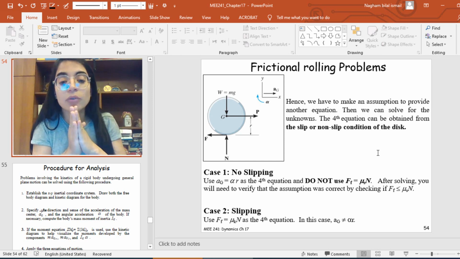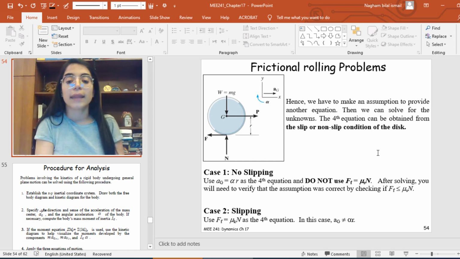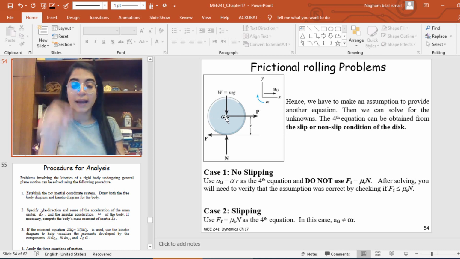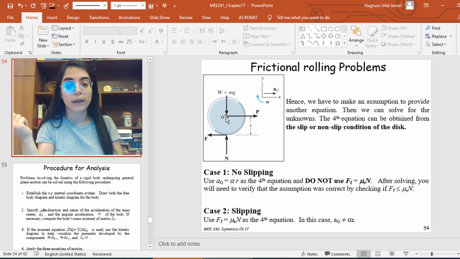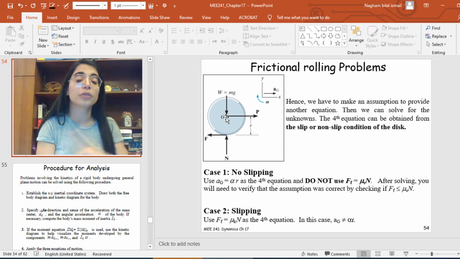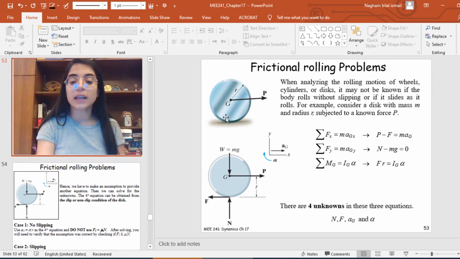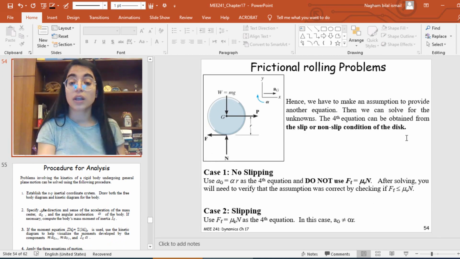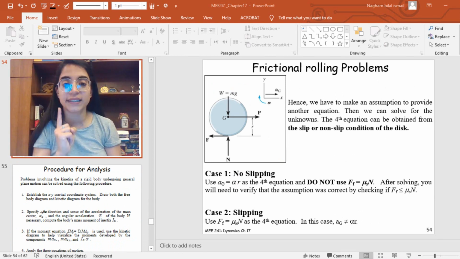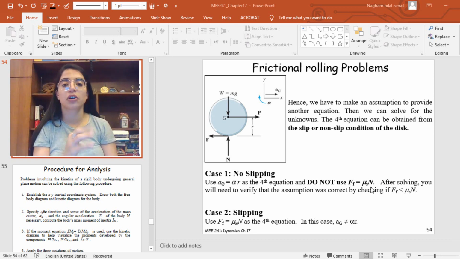So I know, if I do not have any slipping, this means that a_G, the acceleration at G, is only the tangential acceleration, which means it's only equal to alpha r. a_G doesn't have any normal acceleration component, and we proved this in the previous chapter. You can go back and check it out. Which means a_G is equal to alpha times r, and this will be my fourth equation. Guys, do not use this equation: F friction is equal to mu_s times N.